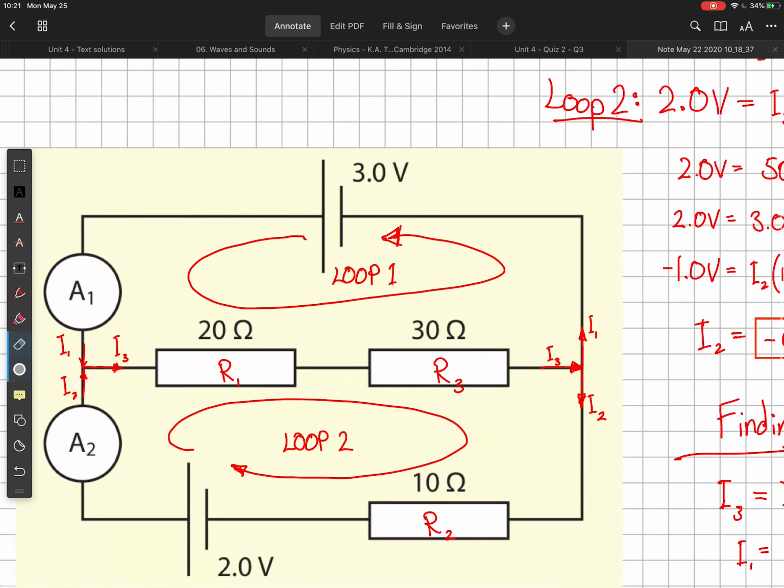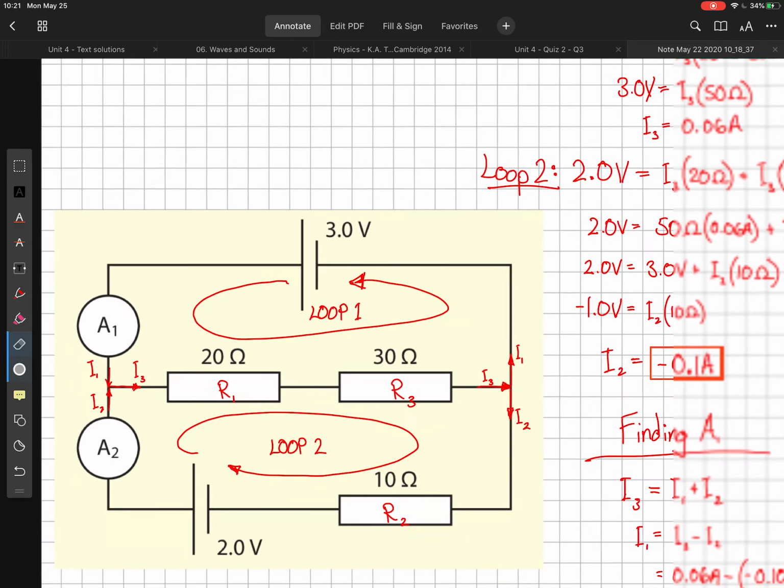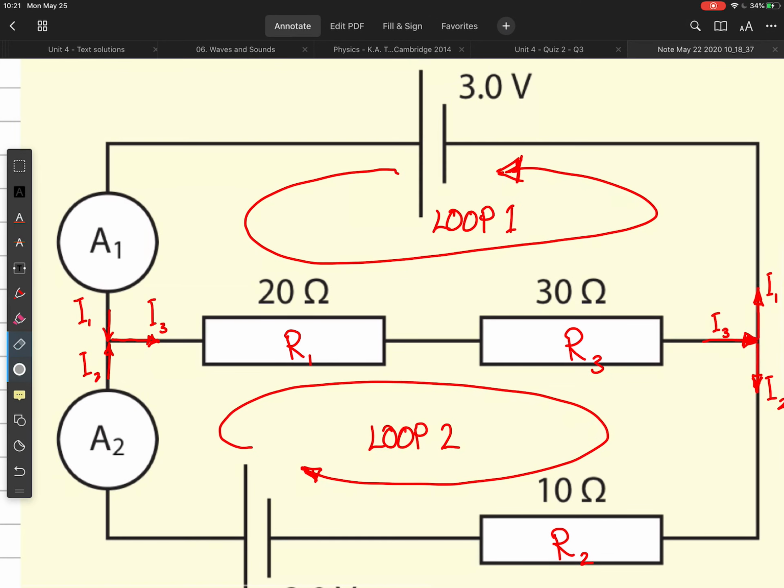Now, when you look at this, you might think that this problem is more difficult than it actually is, okay? But Kirchhoff's laws for voltage and current actually make it fairly straightforward. So let's talk about it. First, we need to set up two loops here.